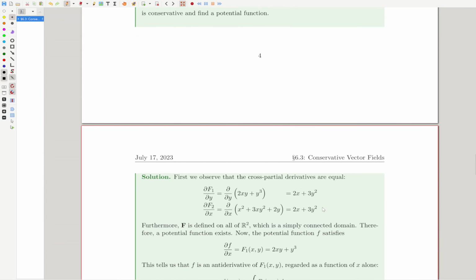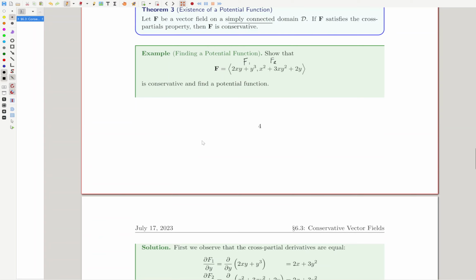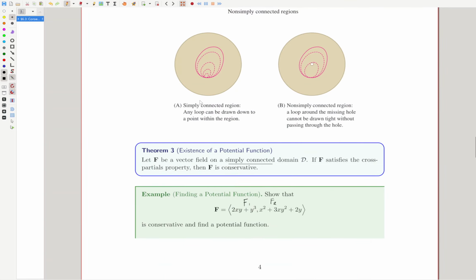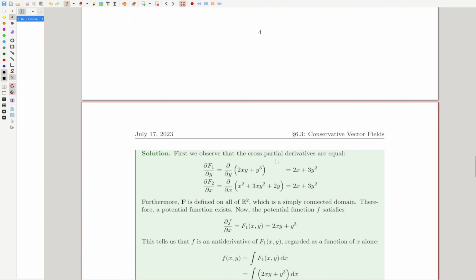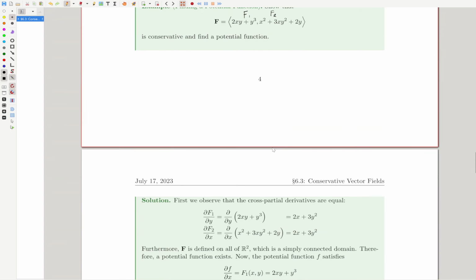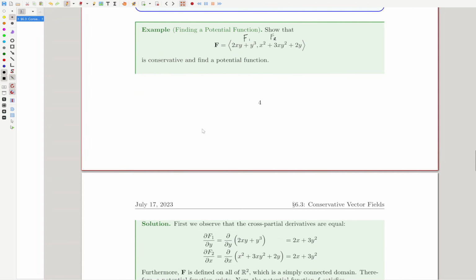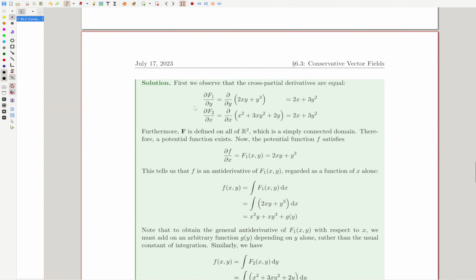And then you also check that the vector field f is defined on a simply connected domain. It's actually defined everywhere, on all of R2, which is a simply connected domain. There are no holes in that space. And so by this theorem, f is conservative. Therefore, there's a potential function, which is the first half of what this example is asking for, showing it's conservative. So now, finding the potential.